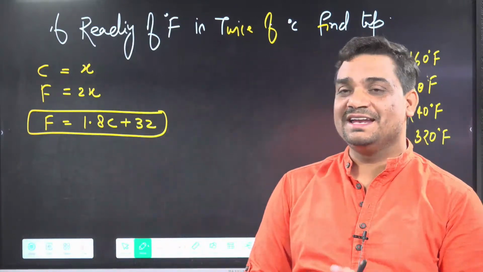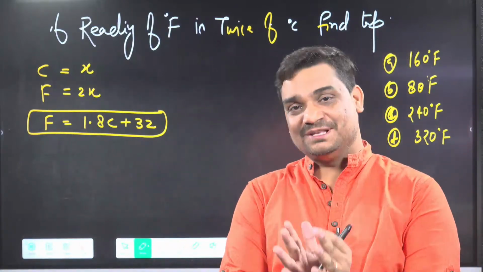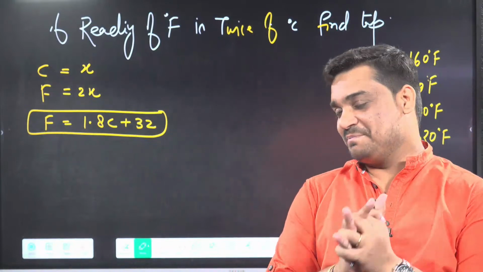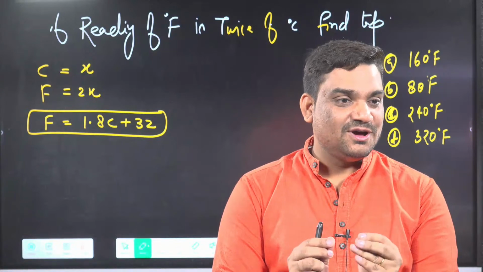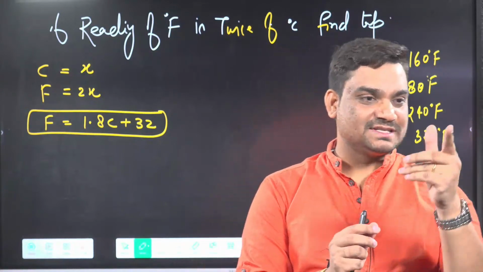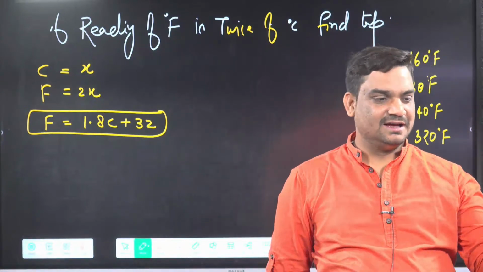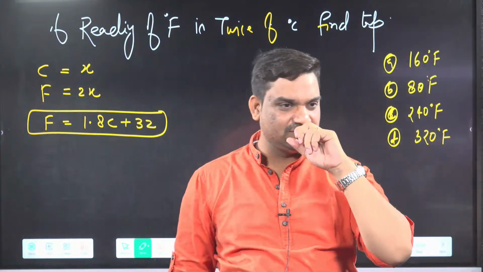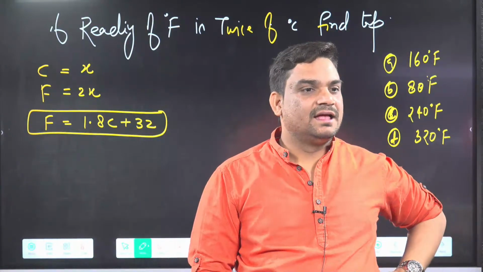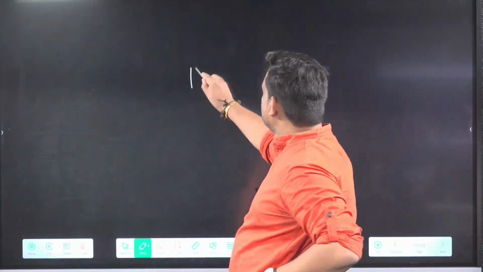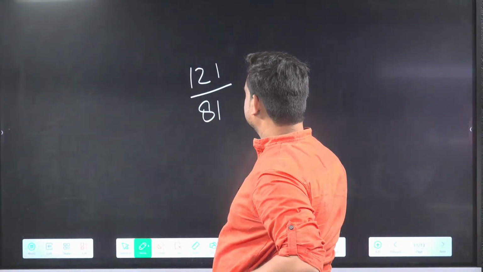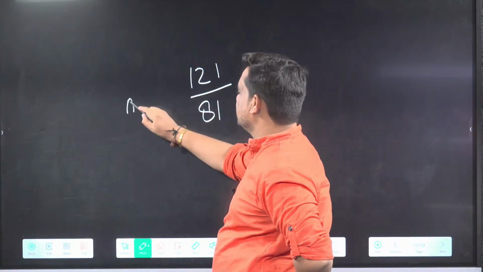Solving question is not enough. We need to select our option also wisely. Sometimes what happens, we are able to get the answer, but we are not able to select options. I will just tell, just seniors are there. I gave one question, and that question's answer came 121 by 81. This was the answer.